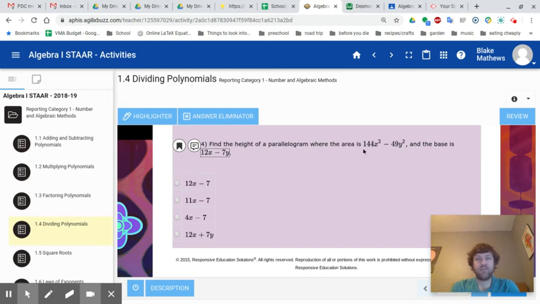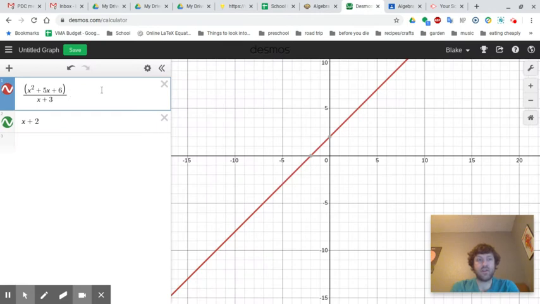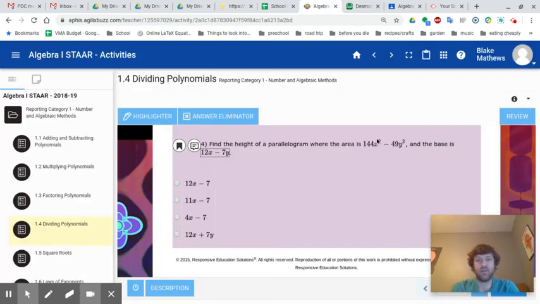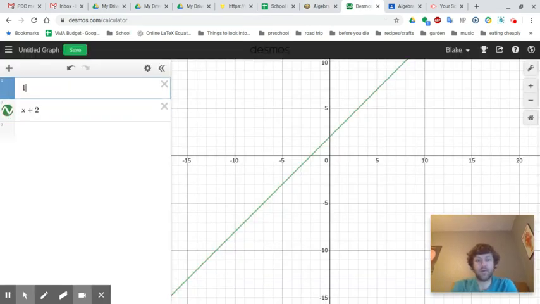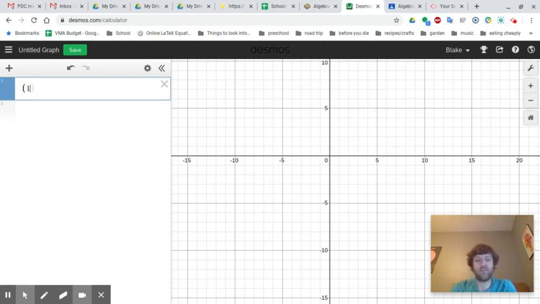The bottom question, this is another one like the previous lesson. Because there's an x and a y, you're going to need to set it equal to 0. So we're gonna do this like this: parentheses 144x squared minus 49y squared, divided by 12x minus 7y. And then we're going to do equals 0.